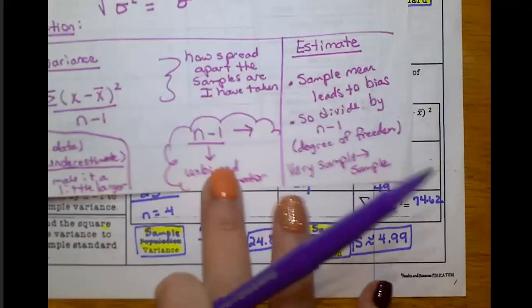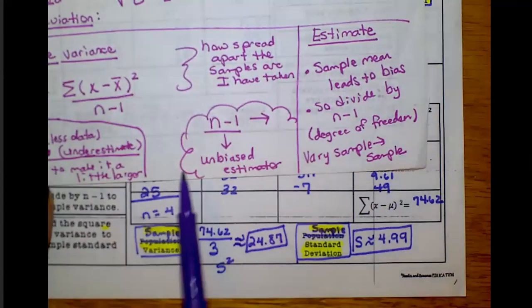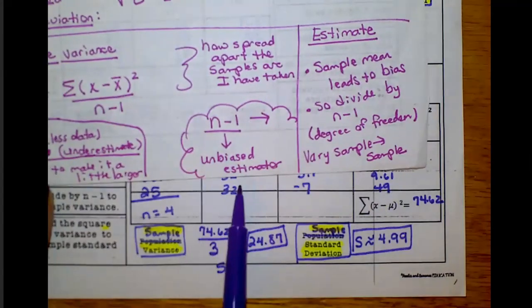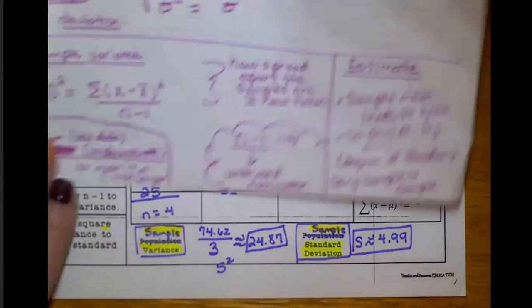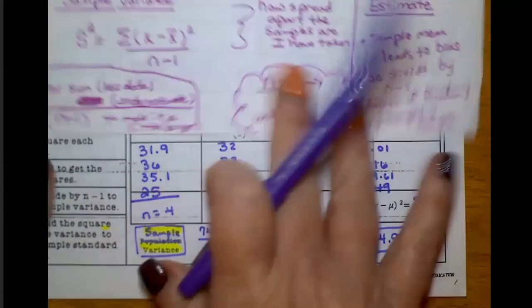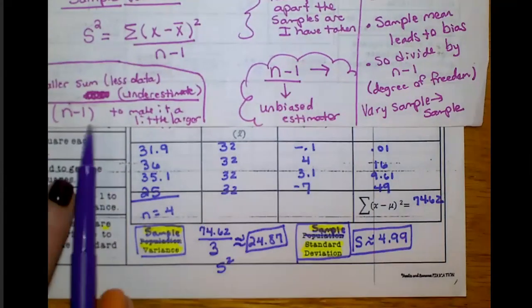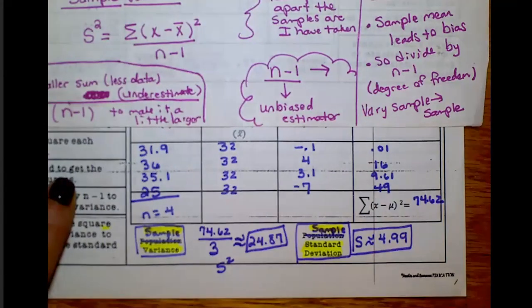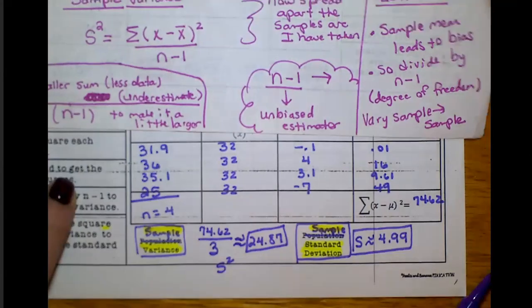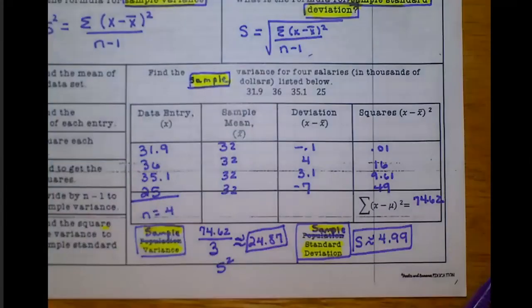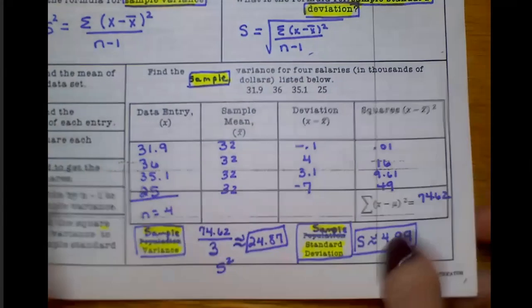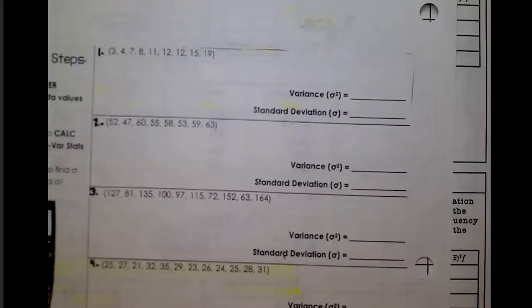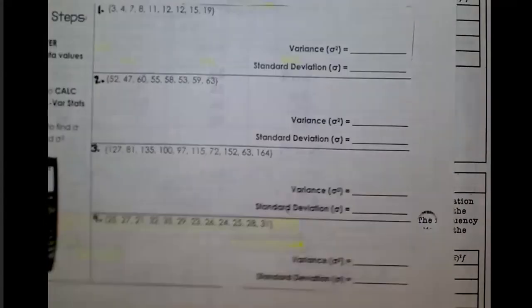So this n minus 1 is called an unbiased estimator. It helps kind of decrease your bias. And again, when you divide by n minus 1, it makes it a little larger to help with your estimate. Okay, so now we'll go to, I think, the back of that, which deals with a calculator.